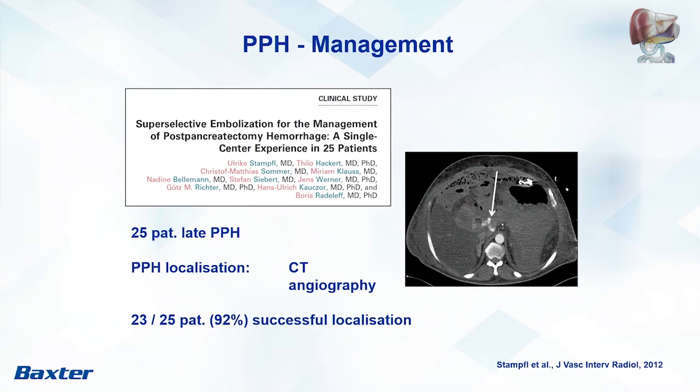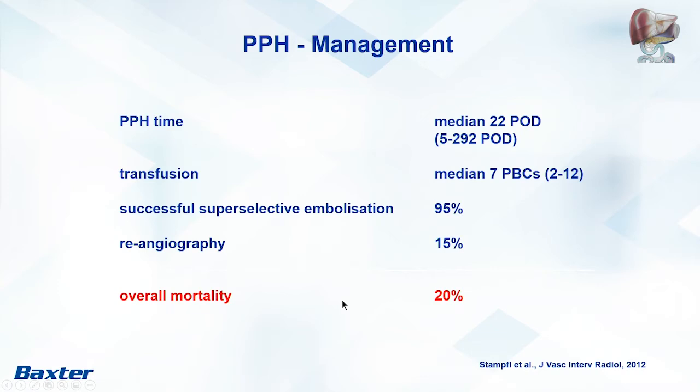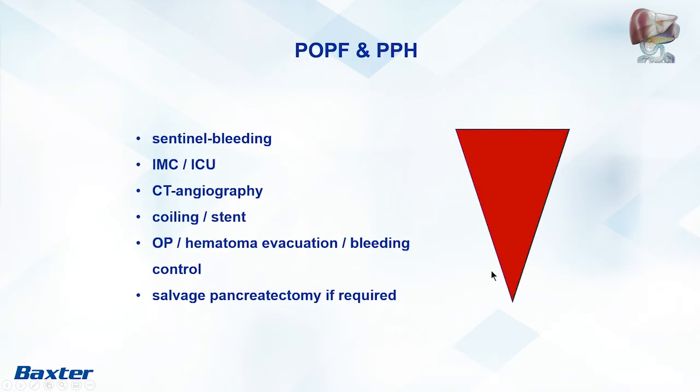What about our experience with the interventional management? We have analyzed 25 patients with a late hemorrhage after Whipple procedures. In the CT scan, you had 92% successful location. Afterwards, you go for angiography. And what else you see is that sometimes this bleeding can occur very late, 3 weeks in median, but also up to 290 days after Whipple procedure. You need a lot of transfusion, 7 packed blood cells. Successful embolization can be done by the radiologists, but still you have a 20% mortality in this really severe fistula-associated complication of bleeding. So this is really something you have to handle.